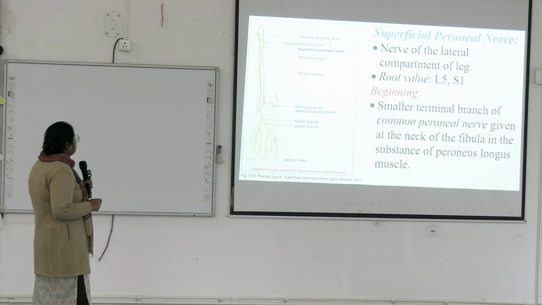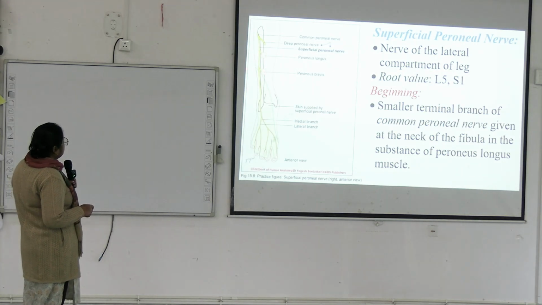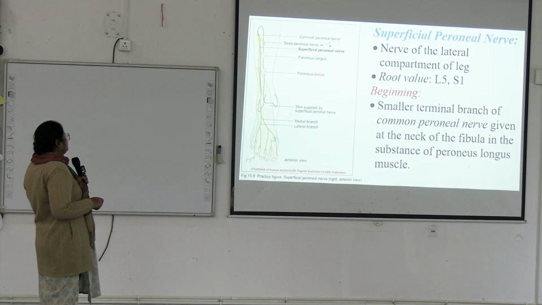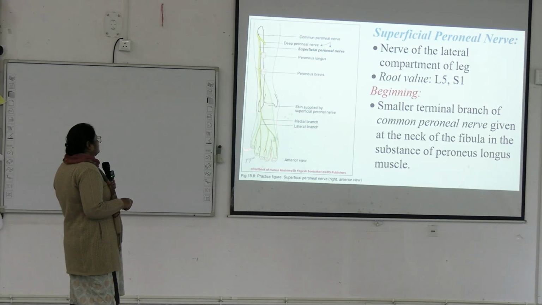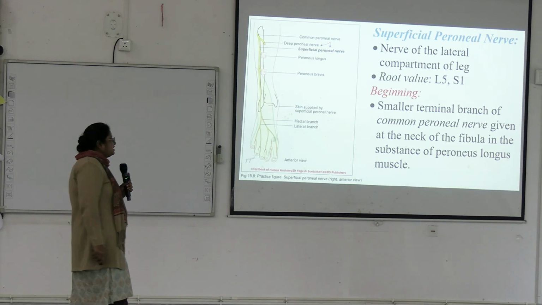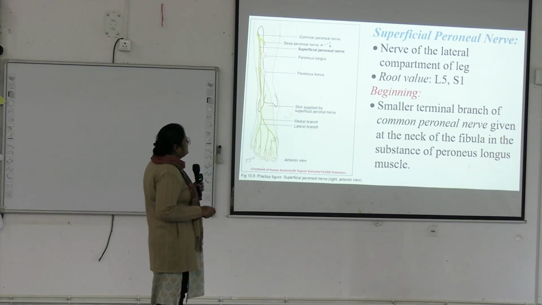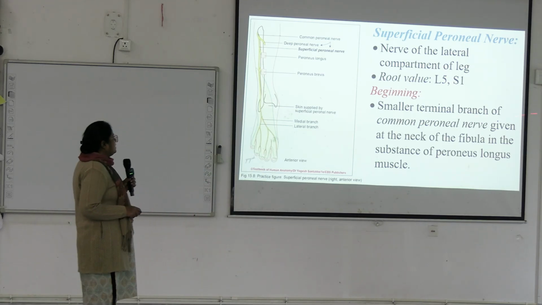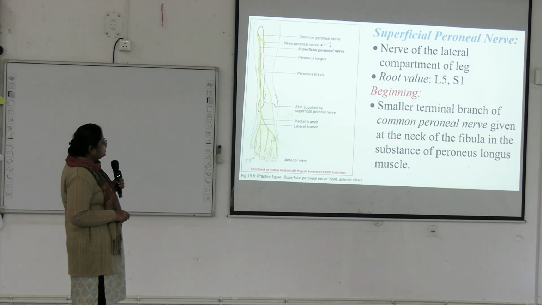See, this is the lateral compartment now. It is supplying the peroneus longus, peroneus brevis, and this green colored portion it is giving cutaneous supply. It is dividing into two branches in the foot, lateral and medial branch, and supplying the whole area of the foot, except the first web space and the two sides of the foot, on the dorsal aspect. So, beginning of the superficial peroneal nerve: it is the smaller terminal branch of common peroneal nerve, and it is given at the neck of the fibula in the substance of peroneus longus muscle.